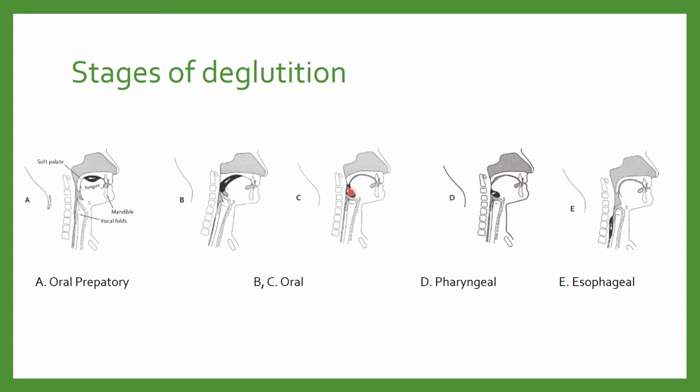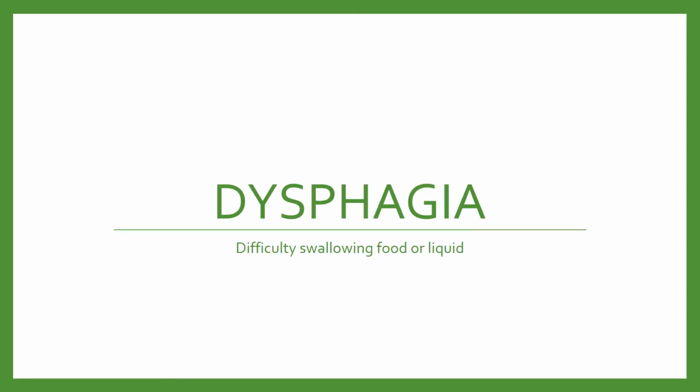Once it's in the pharynx, we start the pharyngeal phase. The back of the tongue is then going to push against the back of the pharynx. The pharyngeal constrictors will squeeze together and open up the esophagus, and it starts the esophageal phase, and then that food passes down into the stomach.